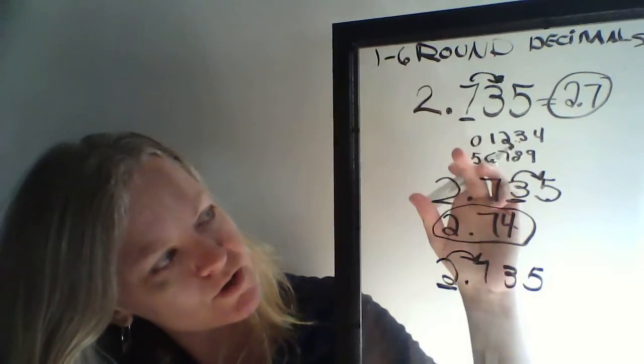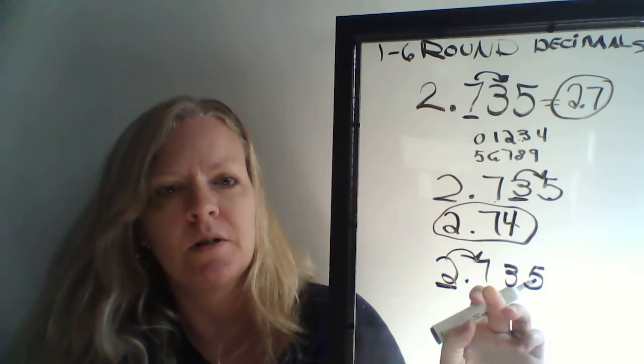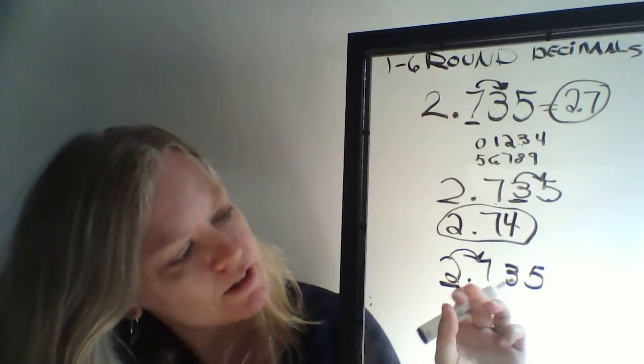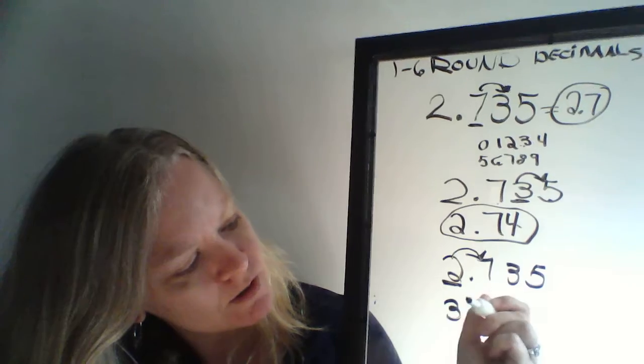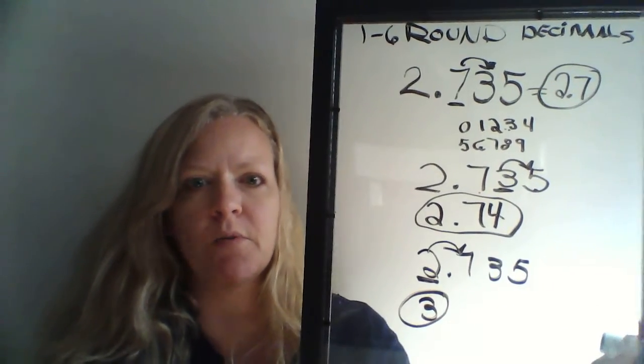Let's look at our numbers. 5, 6, 7, 8, 9. I'm checking the 7. Because it's a 7, this is going to go up to a 3. So my answer here would be 3. Alright, so that's basically how you round decimals.